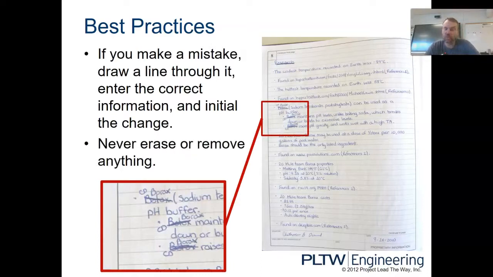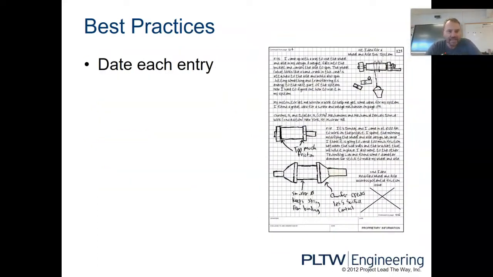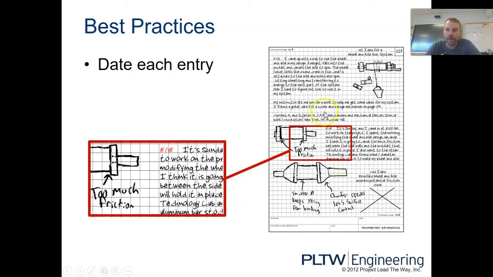Never erase or remove anything. It should be in pen. You should make a line through it. Date each entry. There'll be a spot for a date at the bottom of each one of your pages that you can put all of your stuff in. So here's some entries: 5/13, 5/15.